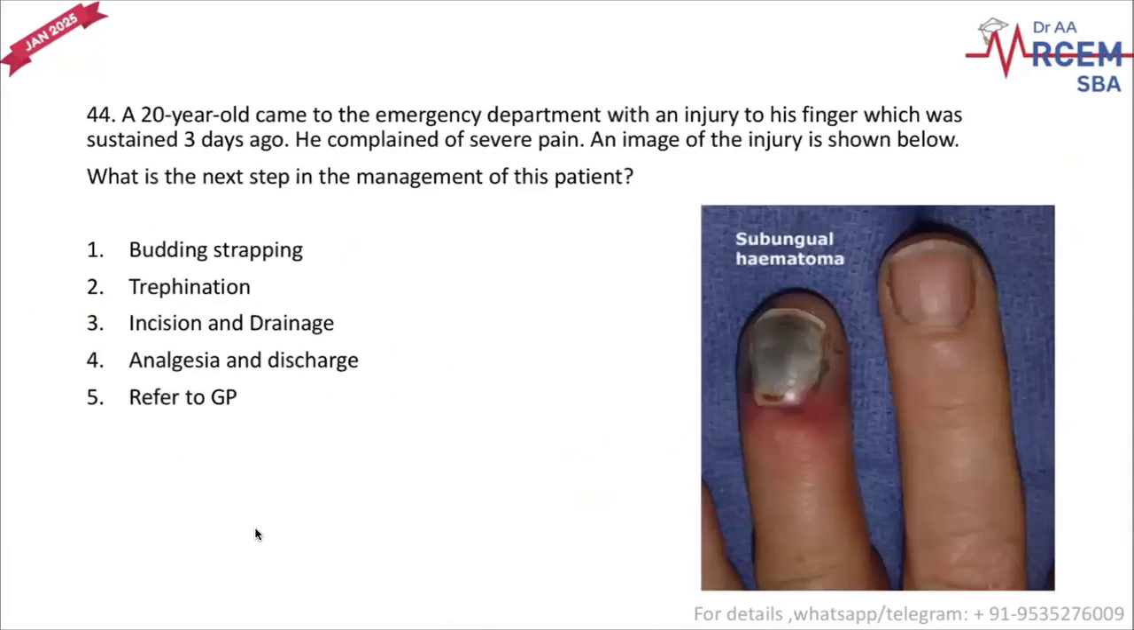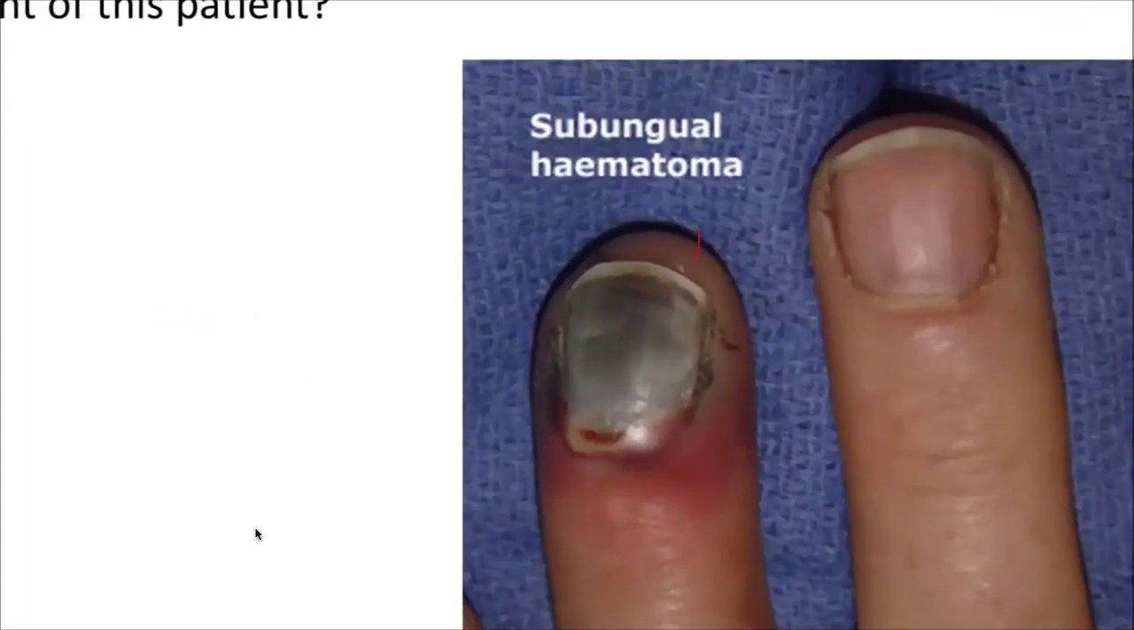A 20-year-old came to the emergency department with an injury to the finger, which was sustained 3 days ago. He complains of severe pain, and an image of the injury is shown below. What is the next best step in the management? What are you seeing here? This is known as subungual hematoma.